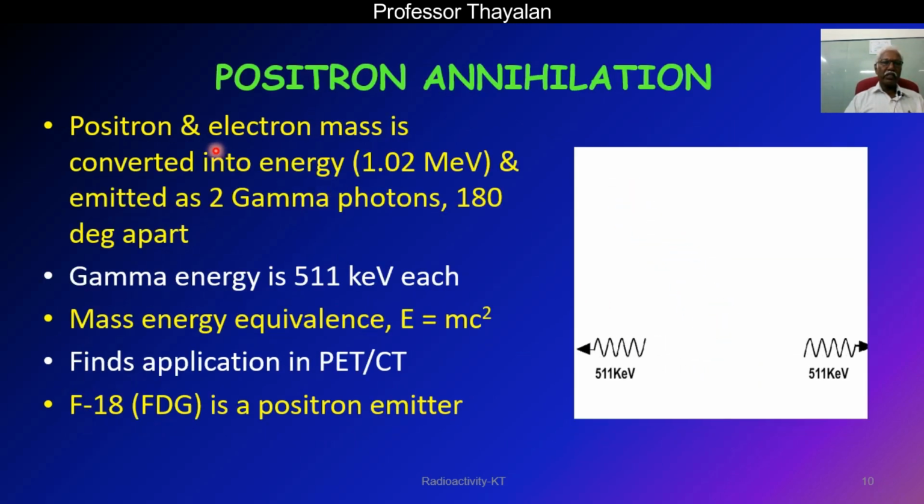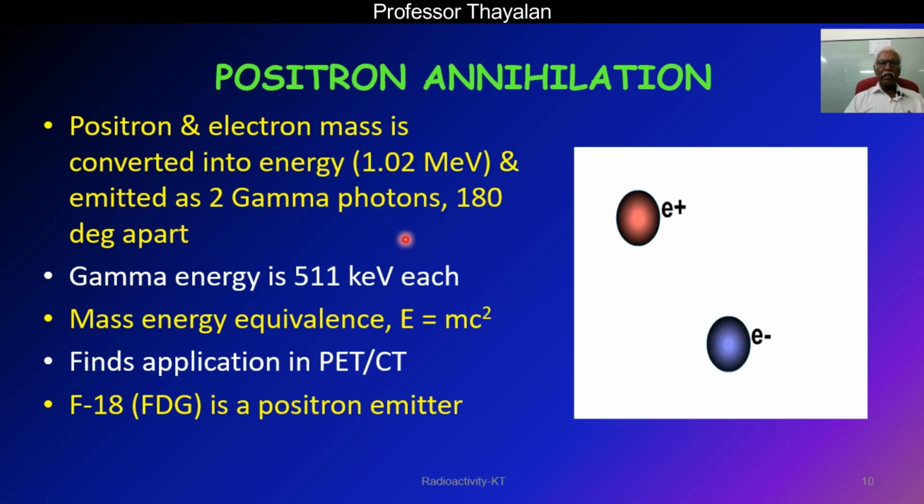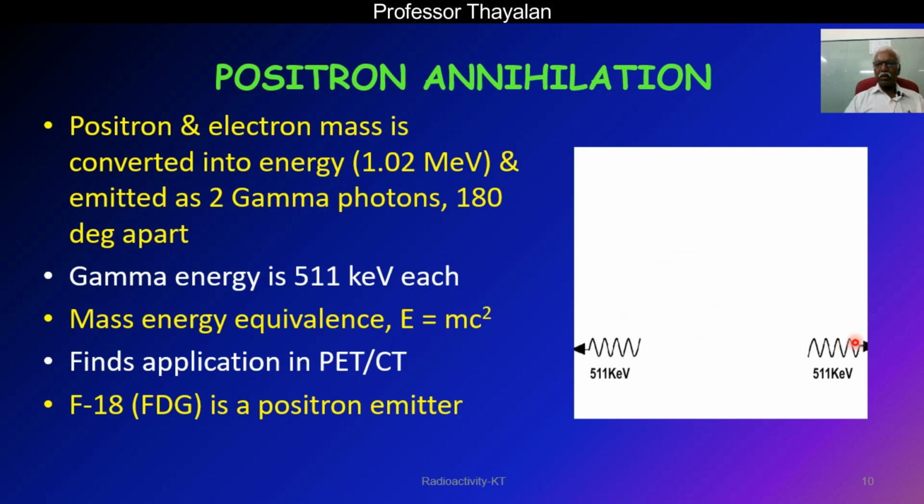What is positron annihilation? A positron combines with an electron, the mass is converted into energy and emitted as 2 gamma photons at 180 degrees to maintain the momentum. You can see the picture, the positron and the electron combine together and produce 2 gamma ray photons of energy 511 kilo electron volts. This is a very good example of the conversion of mass into energy as stated by Einstein. You find applications in positron emission tomography as well as PET-CT.